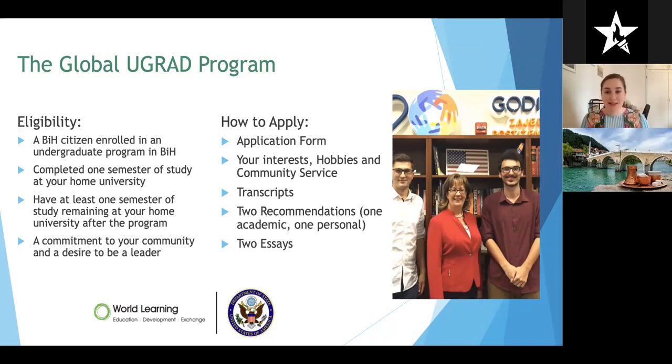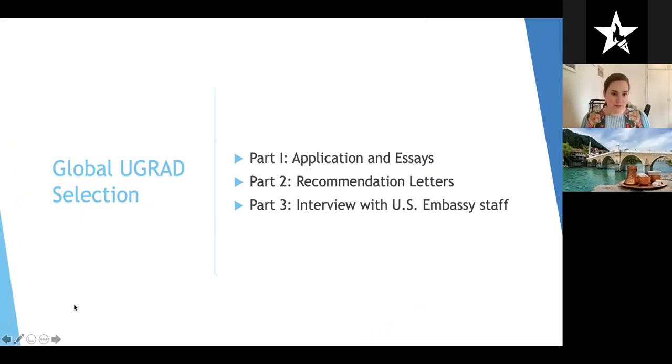Then the last and very important piece is that you must be committed to your community and committed to becoming a leader in your community. That is one of the main goals of the Global Ugrad program. So I hope that is true for everyone here as well. We'll go through the application in a bit more detail, but the basics are the online application form. We need copies of your transcripts. We need 2 recommendations, and there are 2 essays in the application. We'll get through that in just a minute.